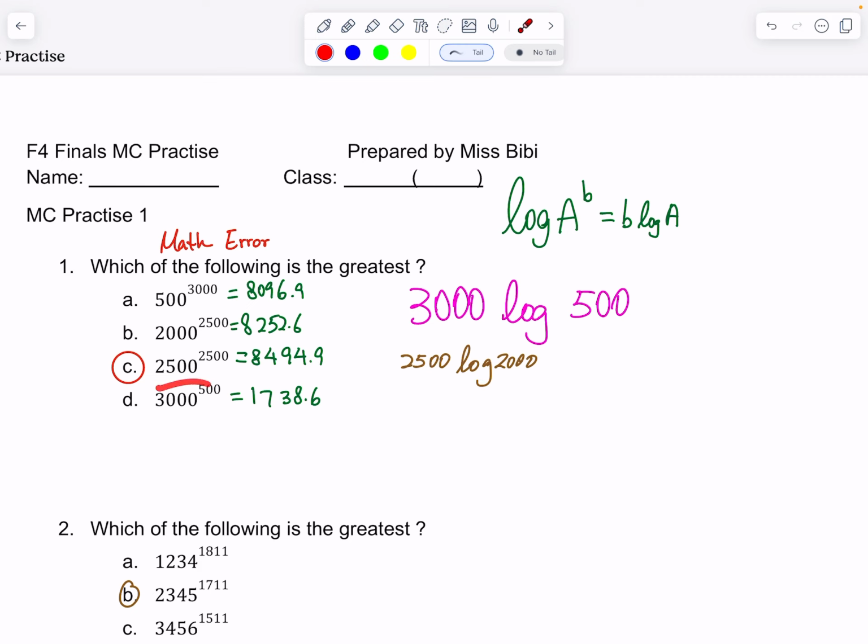And then also option C. The first is power, and then your value, and then even for the last one, you will be getting 8494.9. The last one, power first and then log, as this one is repeated so less, of course the value will be less as well. Just use this way, it's fine.